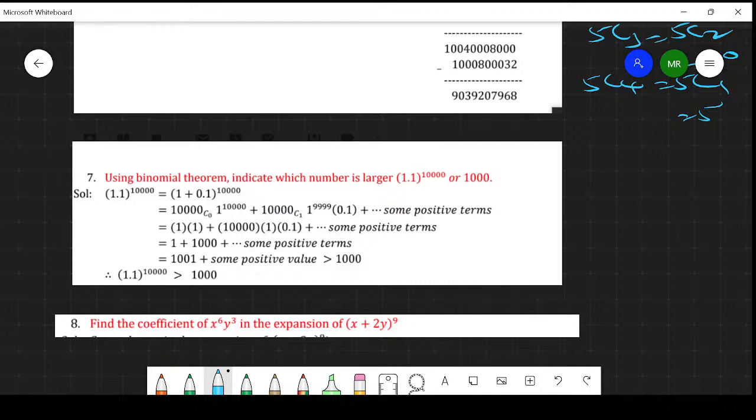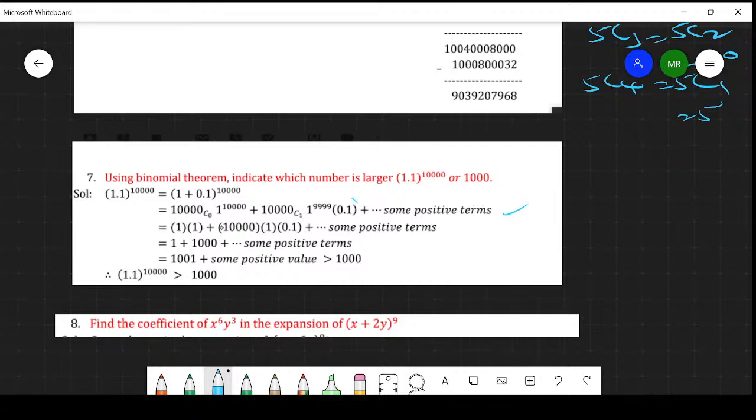Binomial expansion: like nC0. 10,000 C0 1 power 10,000, plus 10,000 C1 1 power 9,999 into 0.1 whole power 1, and so on, plus some positive terms. If you expand, you get 10,001 terms. So plus some positive terms, because you only get positive terms here, you never get negative terms.